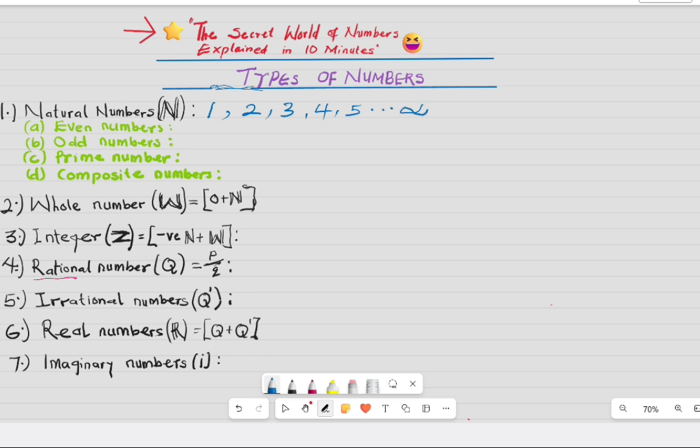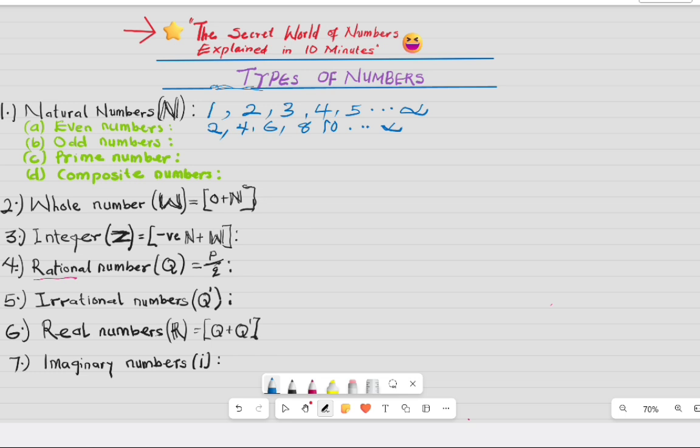Natural numbers are subdivided into 4. We have even numbers. An even number is any number that can be divided by 2 without remainder. Another way to say it, even numbers are multiples of 2. Examples are 2, 4, 6, 8, 10, and so on to infinity.